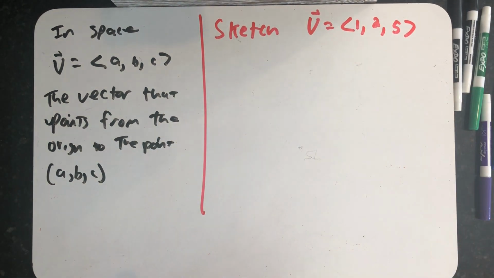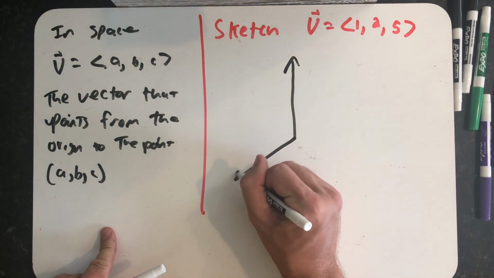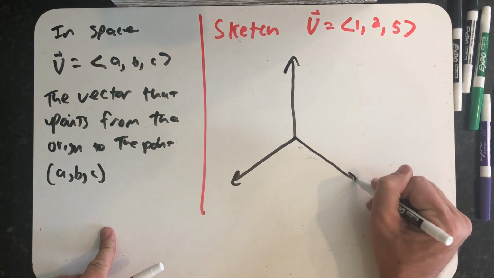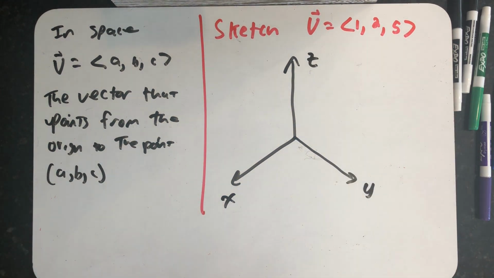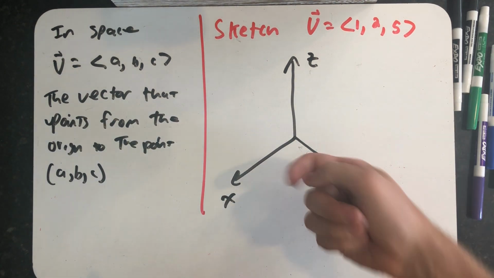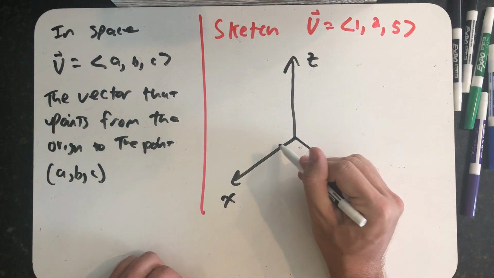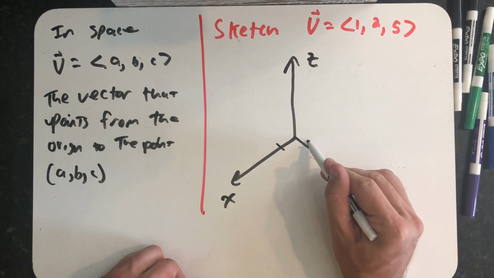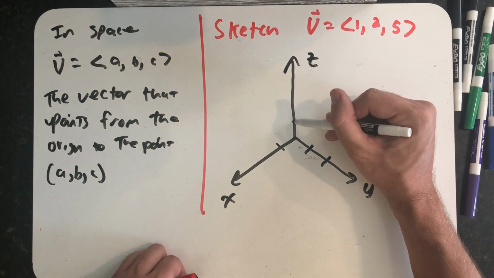So I need to start off with a right-handed coordinate system. So I have an x-axis, a y-axis, and a z-axis. And nicely enough, if I look at my components here, my vector is going to point from the origin to somewhere in the first octant. So on the x-axis, I need to go out 1 unit. On the y-axis, I need to count out 2 units. So 1, 2, and then I need to go up 5 units.